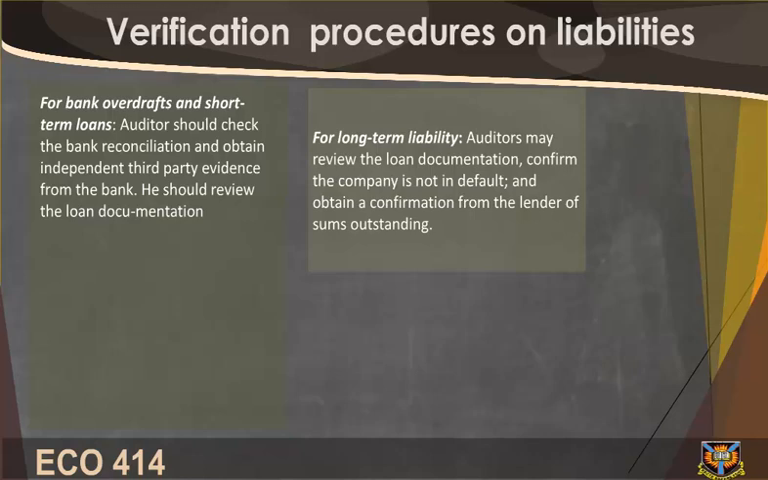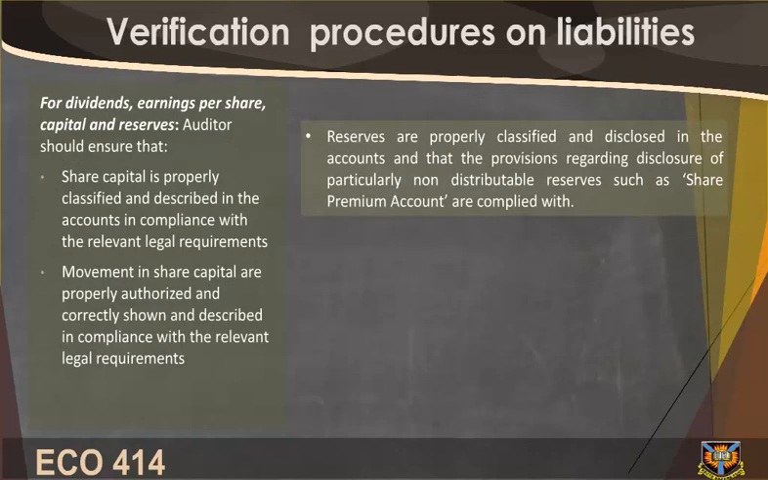For dividends, earnings per share, capital, and reserves, auditors should ensure that share capital is properly classified and described in the accounts in compliance with the relevant legal requirements. Movements in share capital are properly authorized and correctly shown and described in compliance with the relevant legal requirements. Reserves are properly classified and disclosed in the accounts, and the provisions regarding disclosure of particularly non-distributable reserves such as the share premium account are complied with.